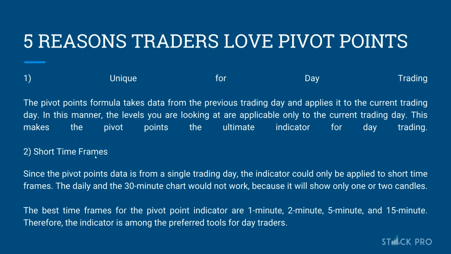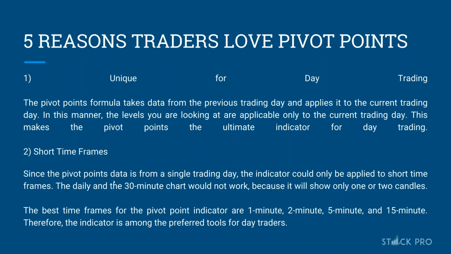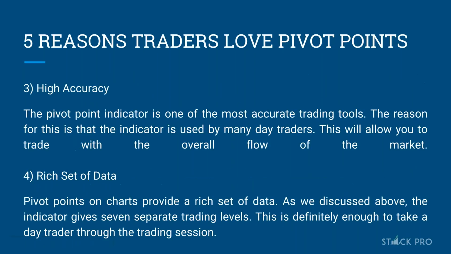Then, short time frame. Since pivot point data is from a single trading day, the indicator could only be applied to short time frames. The daily and the 30-minute chart would not work because it will show only one or two candles. So I would say, I will modify it into: day traders should use pivot points from 5 minutes or 15 minutes, right? And if you're trading long-term stocks, then you can consider monthly pivot points on the daily chart. The best time frame for pivot point trading is a short one, like I would prefer 5 minutes and 15 minutes.